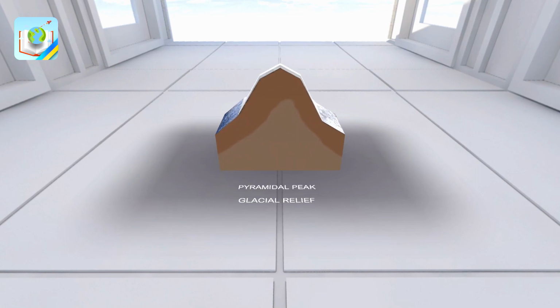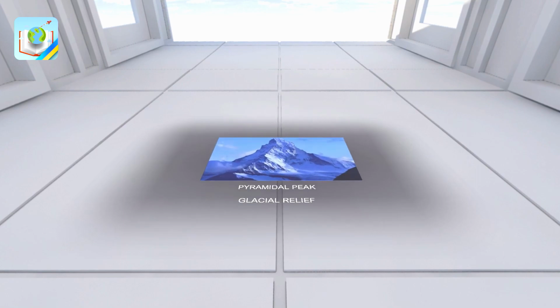The pyramidal peak, sometimes called a glacial horn. Sharp, glacier-polished mountain peaks are formed by the partial confluence of neighboring cirques in the relief, and individual rocky ridges and peaks can be preserved.